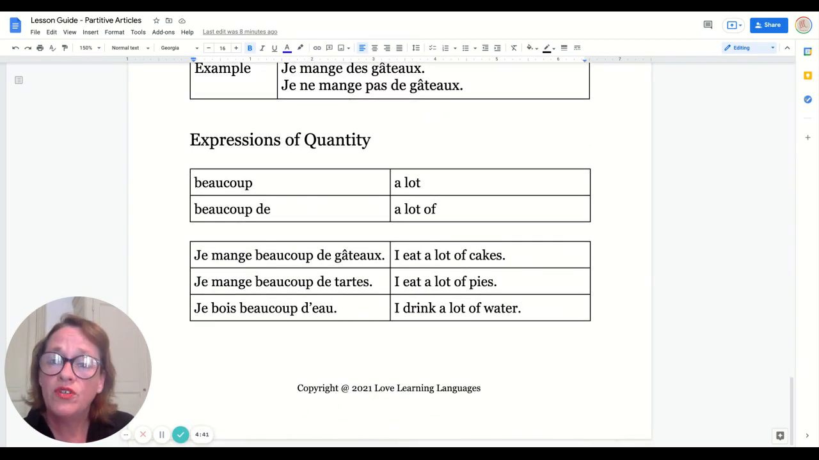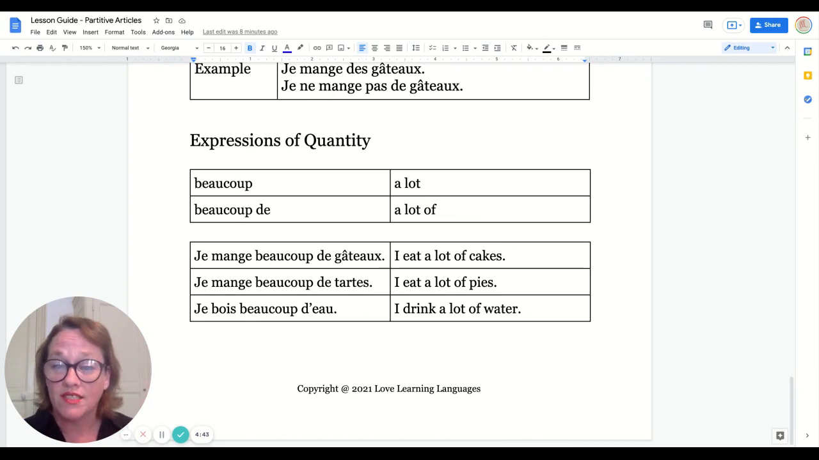One more thing, when you're using any expression of quantity, but today I'm going to show you this one, beaucoup. Beaucoup means a lot, and it's followed by de all the time. Beaucoup de means a lot of. So if I want to say I eat a lot of cakes, even though the cakes are plural, I still just say beaucoup de. Je mange beaucoup de gâteaux. D'accord? That's sometimes a hard one to remember. It's not D-E-S, even though gâteaux is plural.